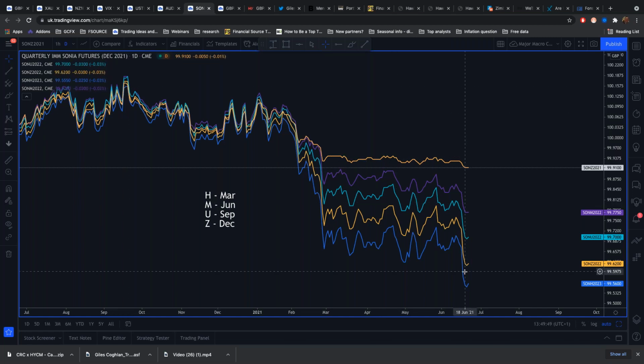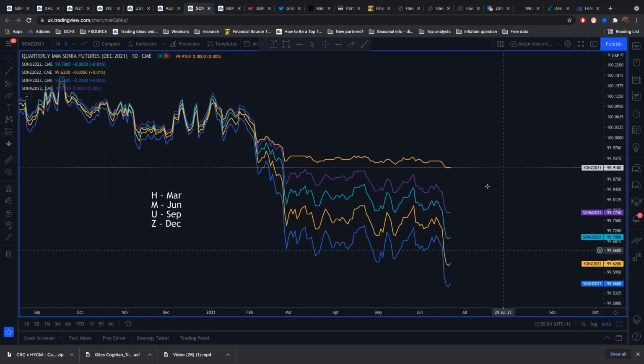As these drop, that means that interest rates are expected to increase. Now, remember, the key relationship to understand: rising interest rates equals the pound strengthening. Now, let me explain to you. Let's take this purple line here. Do you see it's got a reading of 99.77?